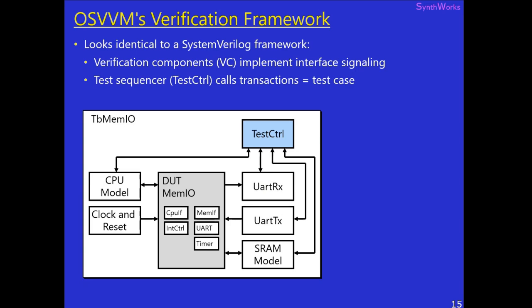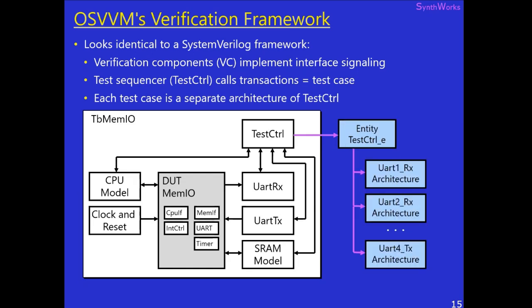So now our test sequencer has all the subprogram calls in it that we saw on the previous slide. And just like we saw on the previous slide, each test case then is a separate architecture of this test control. And I was just asked this the other day. Yes, I name them all test control. But what I do with my test benches then is each different test bench is in a different VHDL library. And in OSVVM scripting, we make using libraries easy.